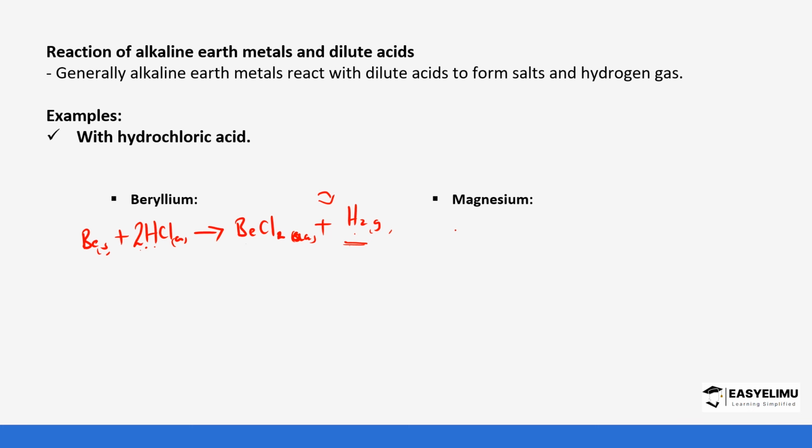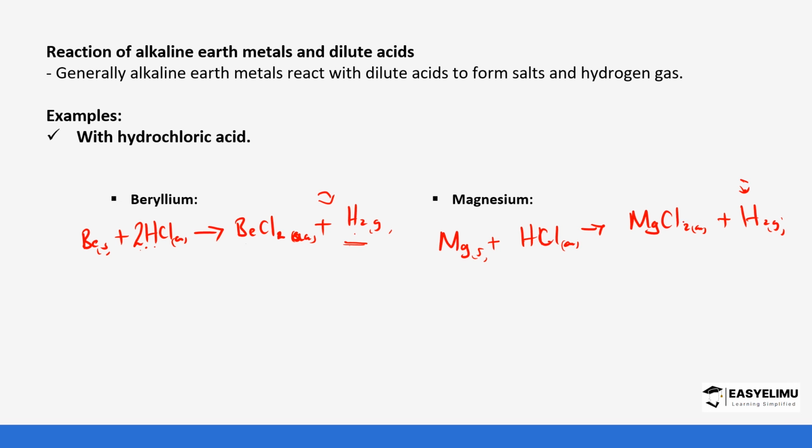And then next, another example is magnesium. This reaction is going to be magnesium solid plus hydrochloric acid, which is aqueous, to form magnesium chloride, aqueous, and hydrogen gas is given off. You'll see effervescence because of this production of hydrogen gas. And you can test it; it's going to burn with a pop sound.